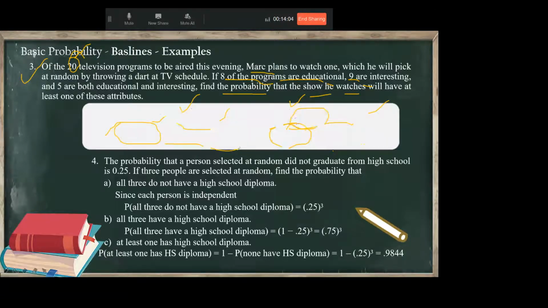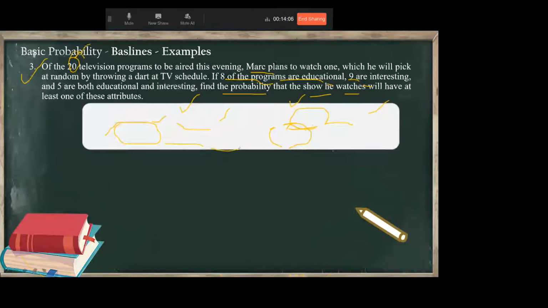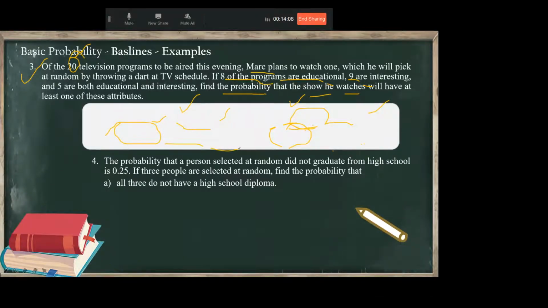Now, if you understand this one, let me ask you to calculate this thing. The probability that a person selected at random did not graduate from high school is 0.25. Now, this probability is given, right? So probability is given of not having graduated. If three people are selected at random, find the probability that all three do not have a high school diploma. Can you find that?